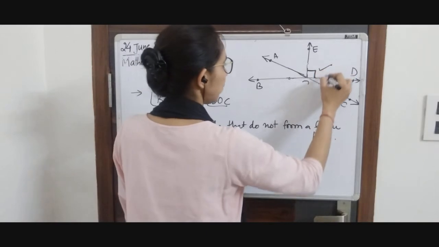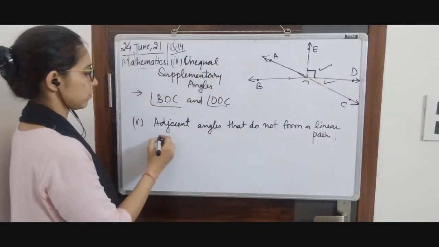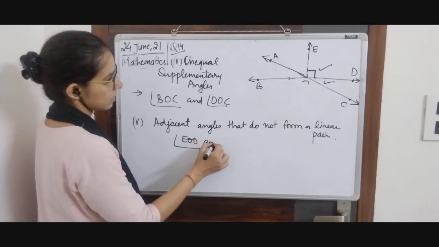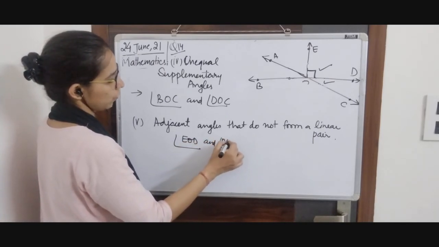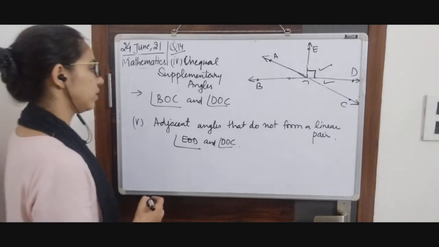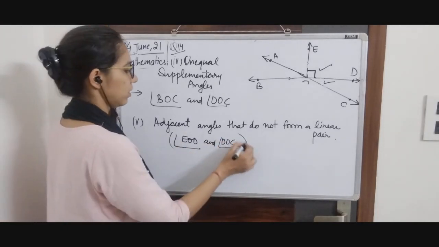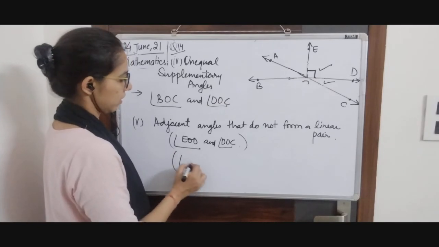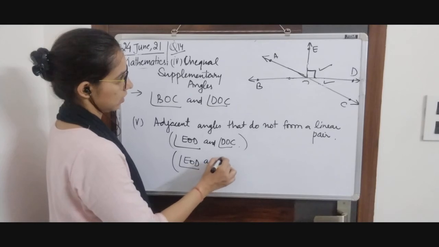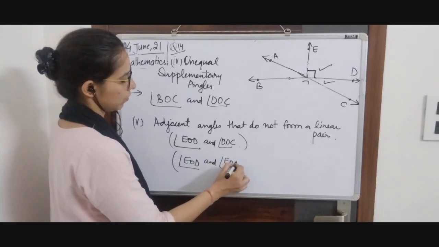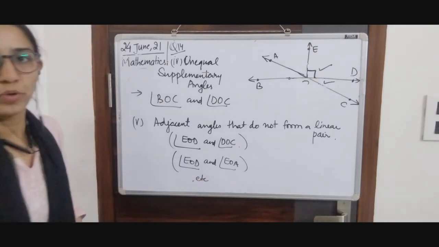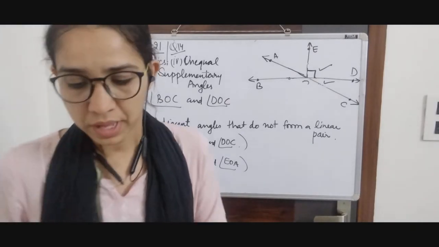I am going to take this one and this one. You can take another one also. So this is angle EOD and angle DOC. Okay. Another pair can be angle EOD and angle EOA. Similarly, we can find other pairs also, because there are other pairs also.